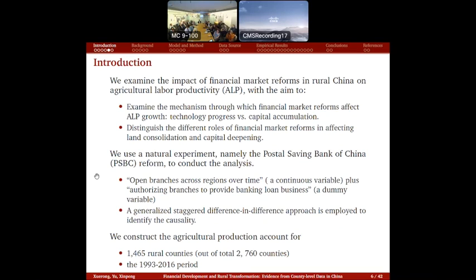To correctly measure this reform, we use two measurements. One is the continuous variable of the number of open branches across different counties. The other is a dummy variable indicating whether the branches start to provide loan business. Here we use a generalized difference-in-differences approach to identify causality. In terms of data, we construct agricultural production data for more than 1,400 rural counties from 1993 to 2016.